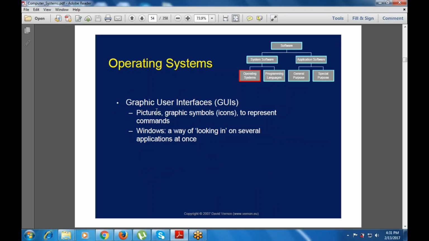Now, first of all, there is a graphical user interface. This is used by representing pictures, graphic symbols, icons to represent the commands. Then there are Windows, a way of looking in on several applications at once. That means whatever application is being used is used with the Windows, with the operating system.